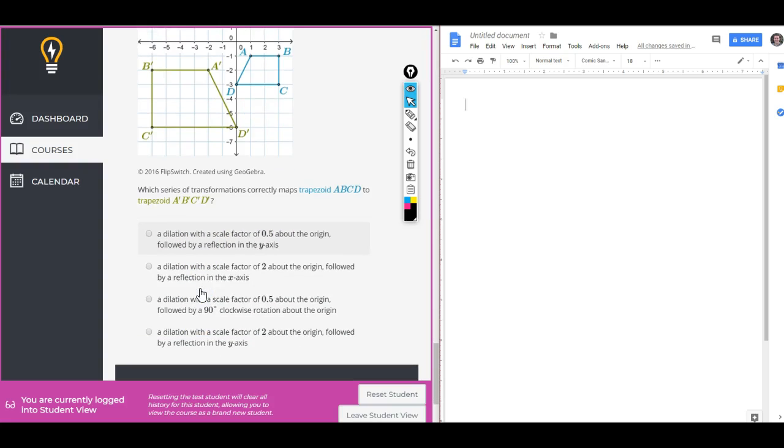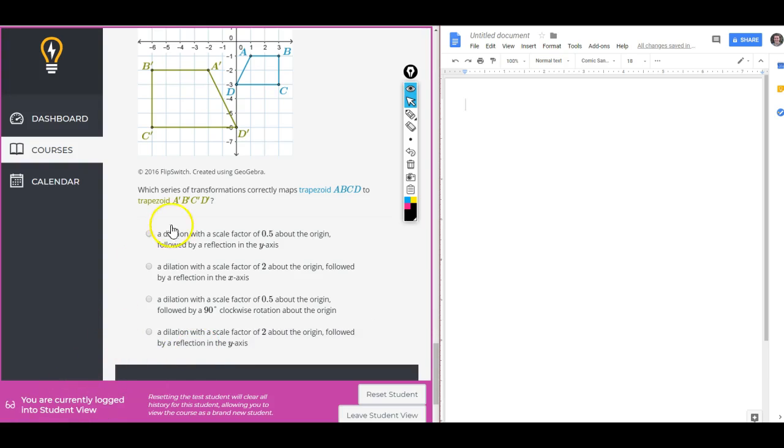A dilation with a scale factor of 0.5 about the origin, followed by a reflection in the y-axis. A dilation with a scale factor of 2 about the origin, followed by a reflection in the x-axis. A dilation with a scale factor of 0.5 about the origin, followed by a 90 degrees clockwise rotation about the origin. A dilation with a scale factor of 2 about the origin, followed by a reflection in the y-axis.